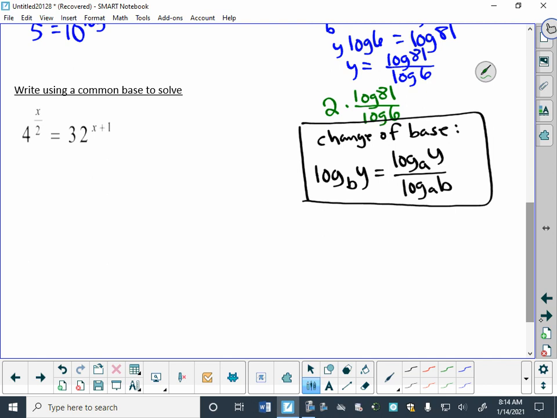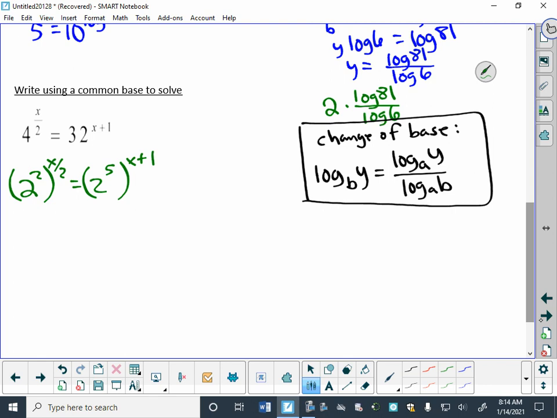And when I look at the bases that are there, 4 and 32, I should recognize those both as being powers of 2. So I'm going to rewrite 4 as 2 squared to the x over 2. 32 is 2, 4, 8, 16, 32. That's 5. That's 2 to the 5th power to the x plus 1.